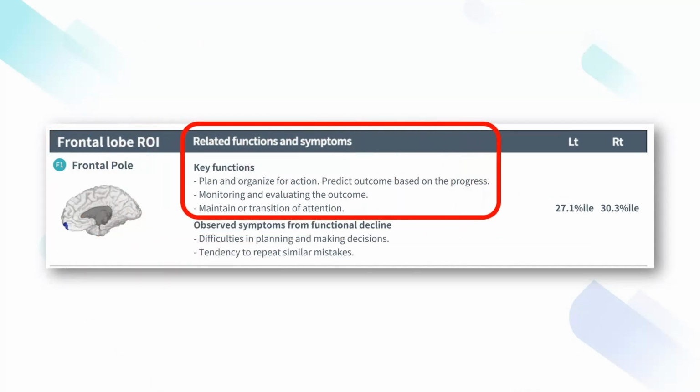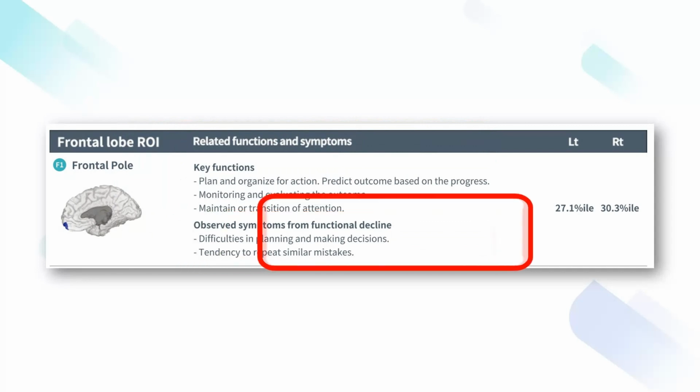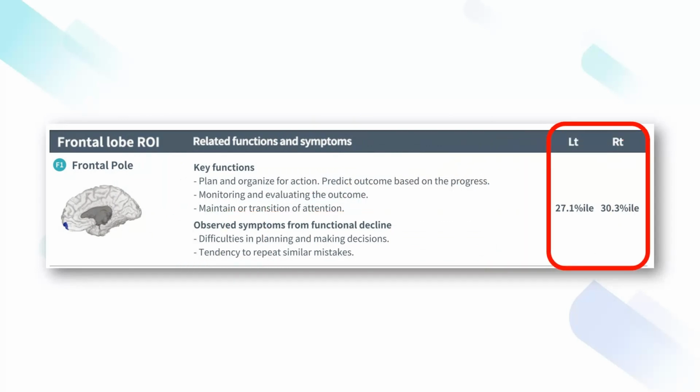Then we give some general key functions for that part of the brain. So the frontal pole is used for planning and organizing for action, evaluating outcomes, and transitioning attention. And then in functional decline, these are the observed symptoms that we see. So as you might imagine, difficulties in planning or a tendency to repeat similar mistakes. And then on the right, we have those percentiles again, where 50% means normal, lower than that means underactive, higher than that means overactive, and below 16 and above 84 is where it becomes statistically significant.